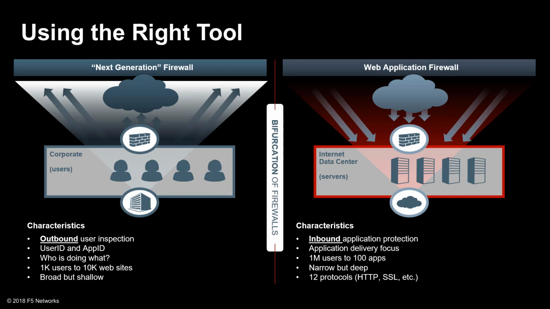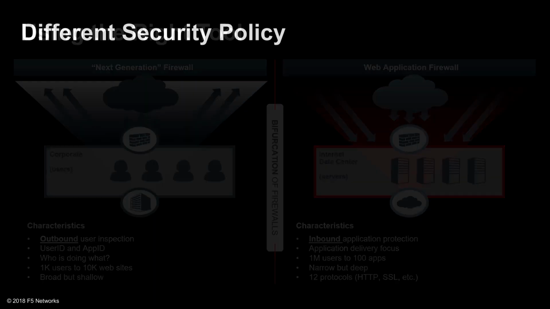A web application firewall has narrow but deep inspection, because it is able to understand how your application works and allow exactly that which is good for your application and block everything which is bad for your application. So it has narrow but deep inspection, and that is what counts if you want to protect web applications. And the big difference is actually in the security policies.